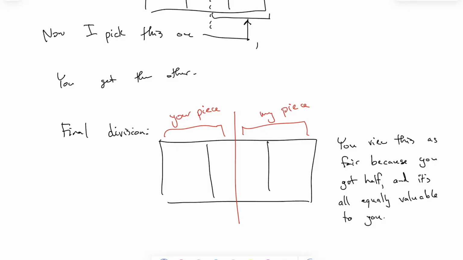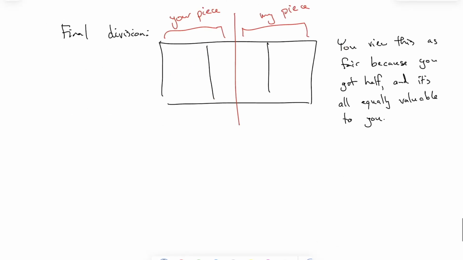Anybody feel it? I think I would view my piece as fair. Actually, when I look at this, it seems to me I'm getting even better than half of the value here because I hate the stuff on the left anyway, right? So I'm feeling real good about this. I got the part that I like and I avoided the part that I didn't like. So you view this as fair. Actually, to you, this is like an even 50-50 split. To me, actually, it's even better than that because I'm getting the good part and you're getting the bad part. That doesn't make it unfair for you because you don't think it's the bad part. So you view this as fair.